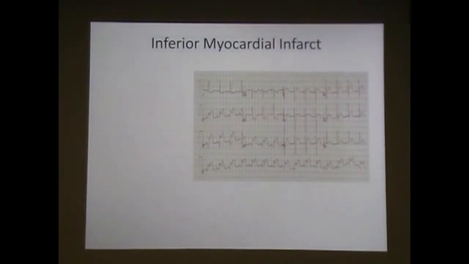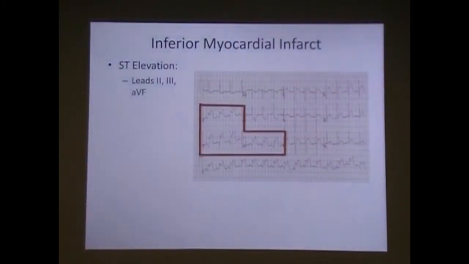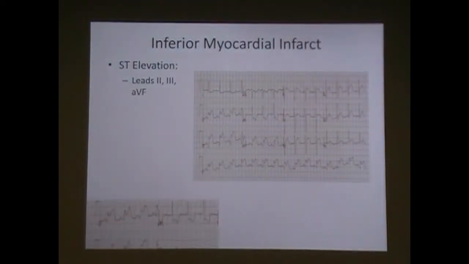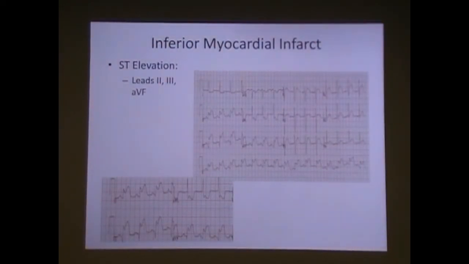So inferior MI, infarct, you have elevation. Remember, if we hold it up, it's the right side of the heart down here. It's 2, 3, aVF. So here's an example. I just blew it up. There's your isoelectric line and your J point, and there's your elevation right there.